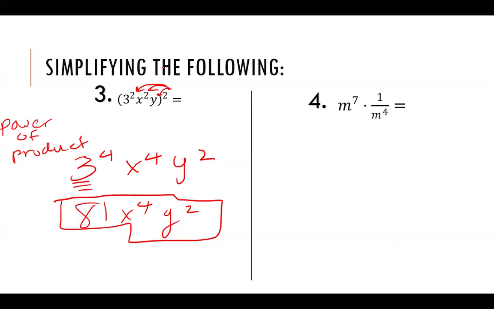Division, quotient. You also can use it as a quotient. Remember, when you have a whole number, it can turn into a fraction and it multiplies. So this becomes m to the 7 over m to the 4, which means now that I can use my quotient rule. And what does the quotient rule tell me? What does the quotient rule tell me?